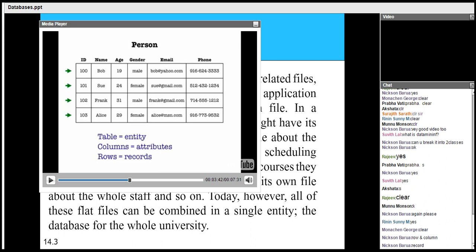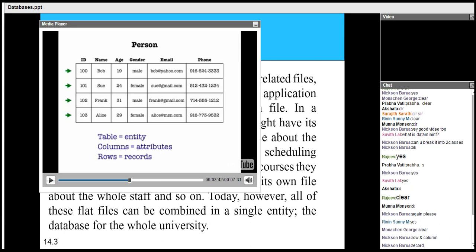So row is the record. If I want to know the details of the row ID 102, what data will I get? Okay, row ID 102 is Frank, whose age is 31, whose gender is male, whose email ID is frank@gmail.com, whose phone number is 714-555-1212, which is the third record in the database.